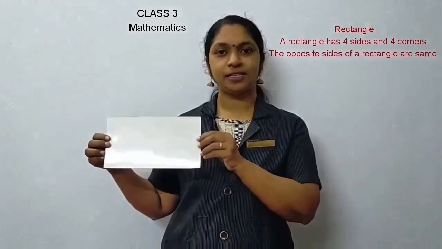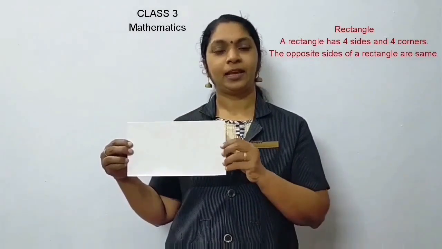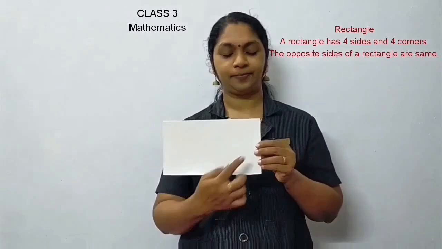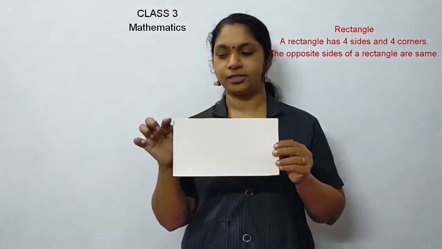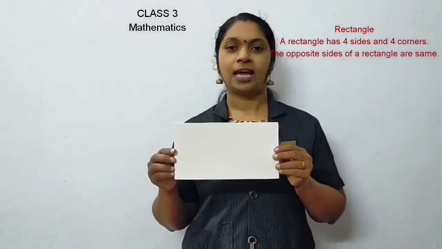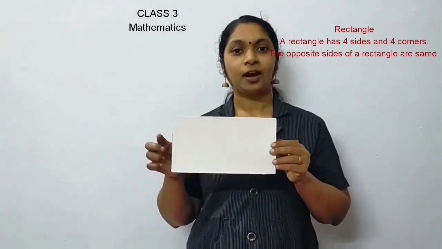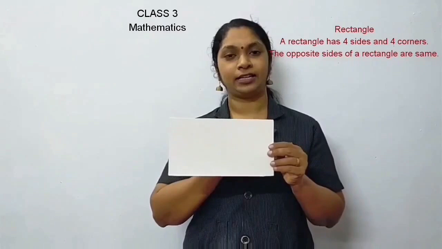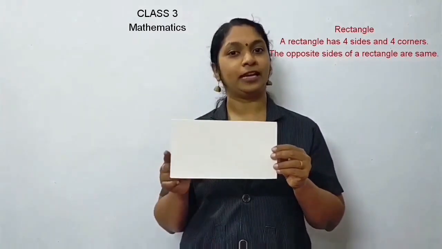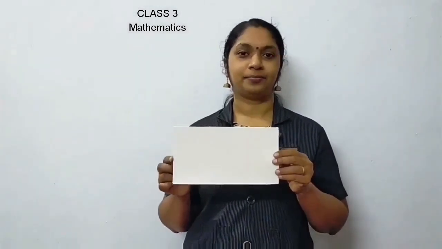Next shape is rectangle. Rectangle also has 4 sides and 4 corners. The opposite sides of a rectangle are same.